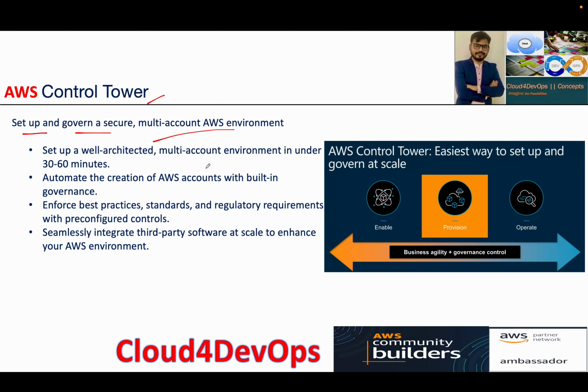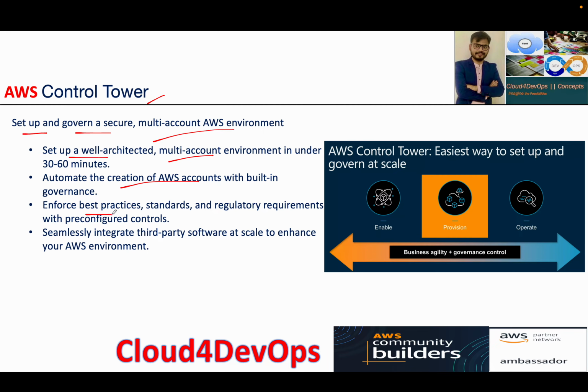So let's look at some of the pointers. First, it follows a well architected framework which helps us to create multiple AWS accounts within a matter of 30 to 60 minutes. That's the maximum. Sometimes I have seen it created within 30 minutes itself, but it depends, right? You can automate the creation of AWS accounts with built-in governance. That's what AWS Control Tower is doing.